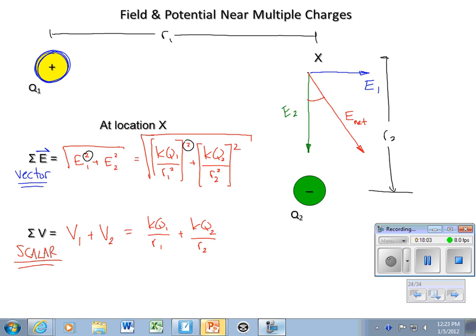Now, if you remember before, for electric fields and forces, we never used the sign of charge. Well, that's because electric field is a vector, and the sign of the charge dictates how we draw the vectors. Since potential is a scalar, we have to use the sign of the charge. It seems strange, maybe, but here we always use the sign.